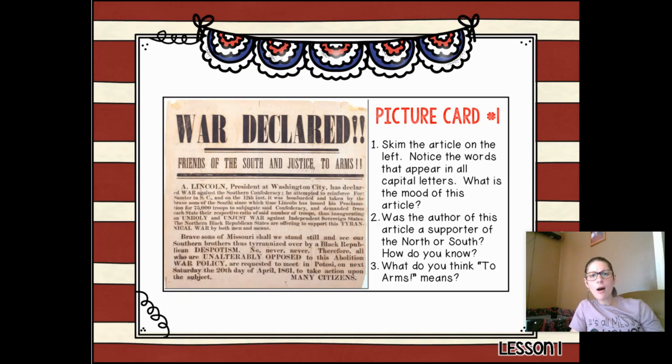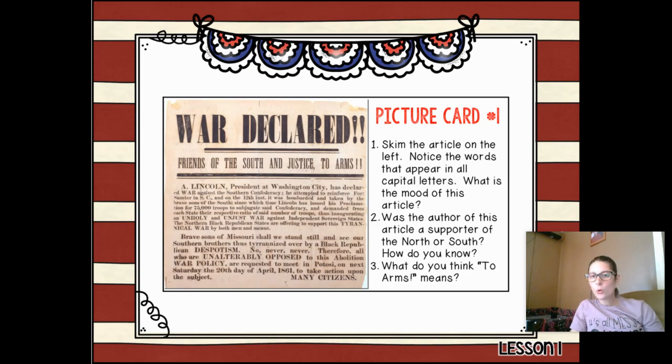Therefore, all who are unalterably opposed to this abolition war policy are requested to meet in Potosi on next Saturday, the 20th day of April, 1861, to take action upon the subject. It was signed by many citizens. So the citizens came together in Missouri and decided that they were going to band together and post this in the newspaper to collect people to basically fight against President Lincoln's declaration of sending troops to the South.